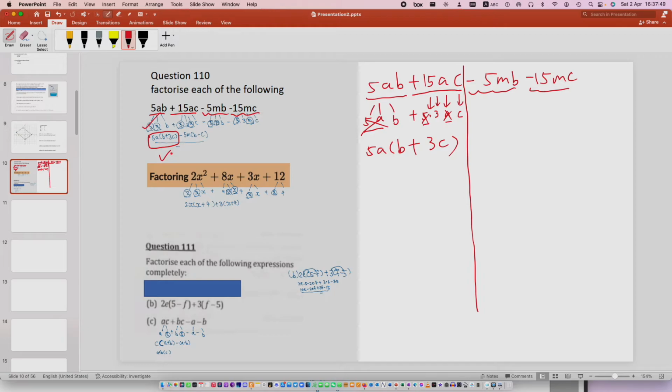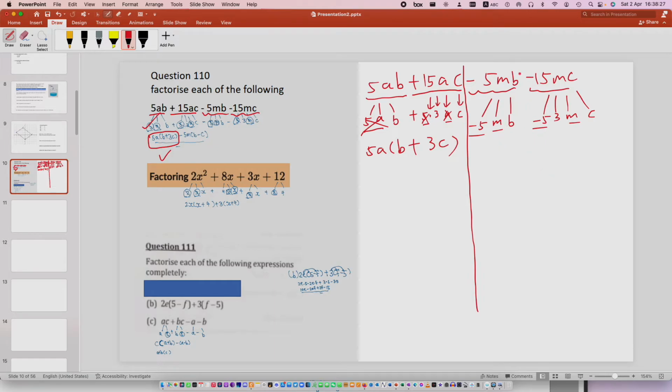Now, let's focus on the second part. What do you have? You have negative, right? Good. So this is negative 5MB. Then this one, negative 5, 3MC. Am I right or not? So what's common? Negative 5 and M. Negative 5M, right? So you take out the common.